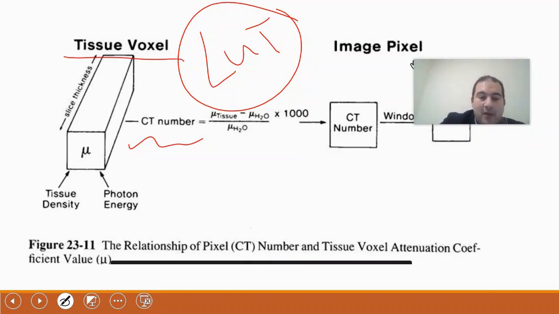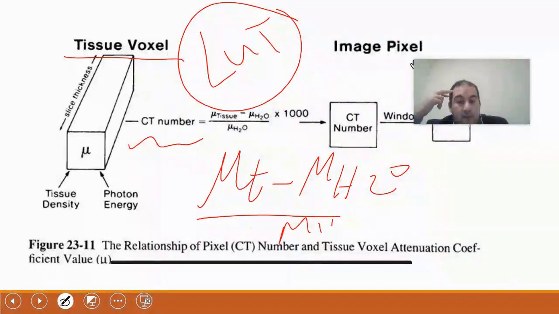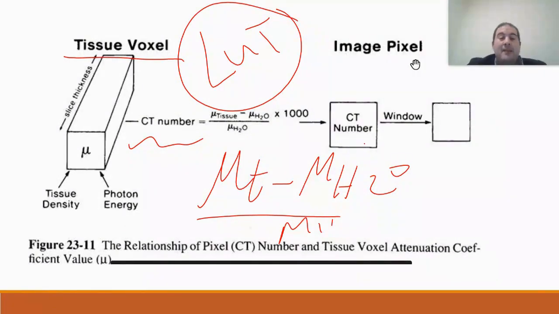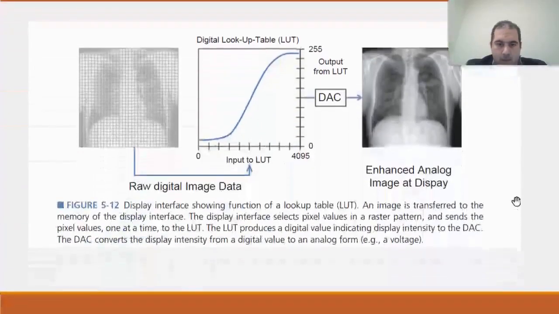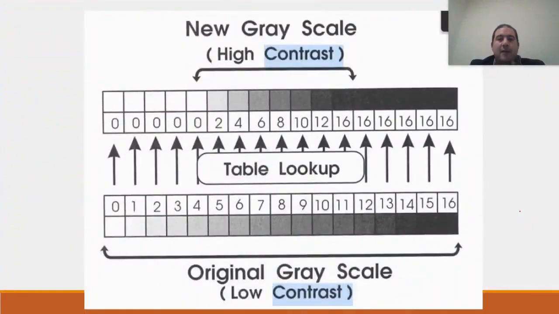The CT number is calculated by how I get the attenuation from any tissue minus the attenuation from water, multiplied by 1,000, which gives me a value called the CT number, which is in Hounsfield units. The values in Hounsfield units are my CT numbers. Now I start to deal with these values. So, can my display show all these gray values? Well, what do you think?